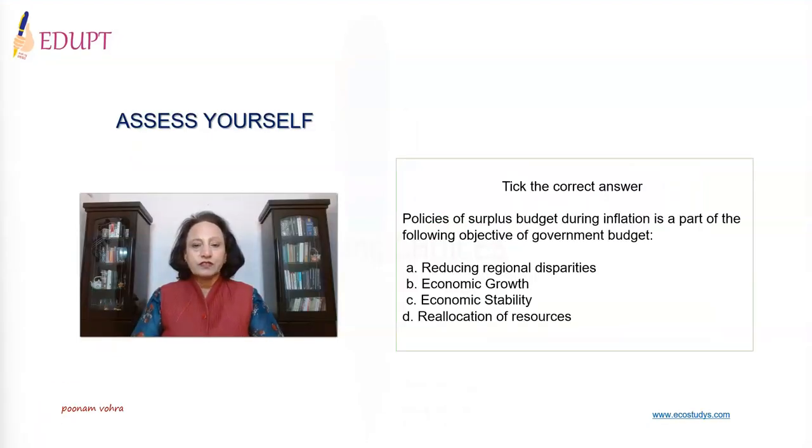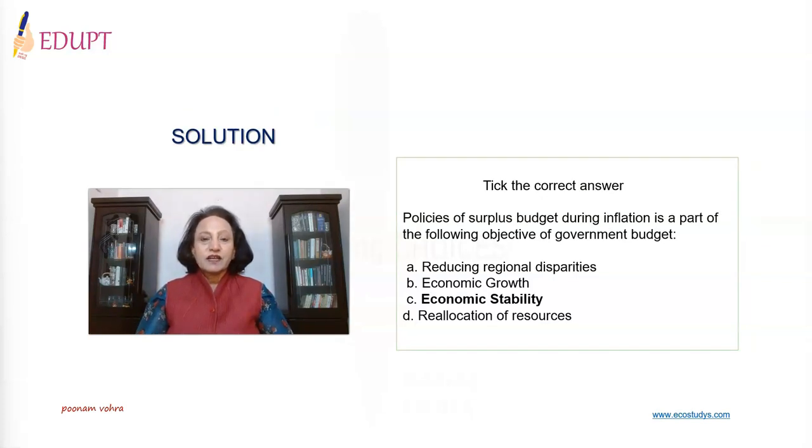Now, look at this question and pick up the correct option out of the 4 options given for a statement. Policies of surplus budget during inflation is a part of the following objective of government budget. Option A, reducing regional disparities. B, economic growth. C, economic stability. And D, reallocation of resources. Please check your answer. The correct answer is option C. Policies of surplus budget during inflation is a part of economic stability.